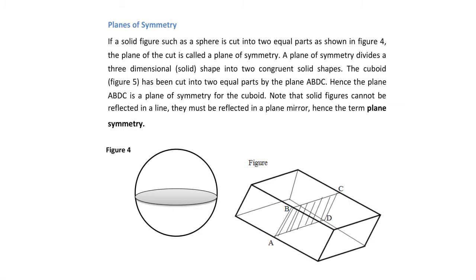So look at the screen, look at the sphere. See the plane of symmetry where the sphere is cut. So a plane of symmetry divides a three-dimensional solid shape into two congruent solid shapes. So it divides it into two such that the two parts are equal. If you look at that sphere and you see where it is cut, you'll see that it's been cut into two hemispheres. Exactly, it's been cut into two hemispheres.